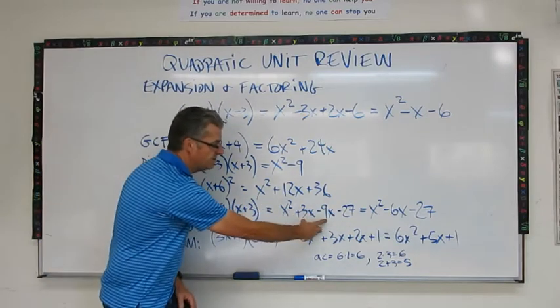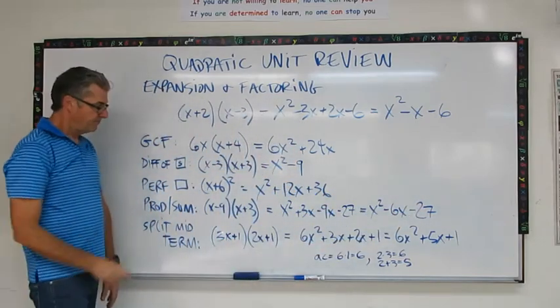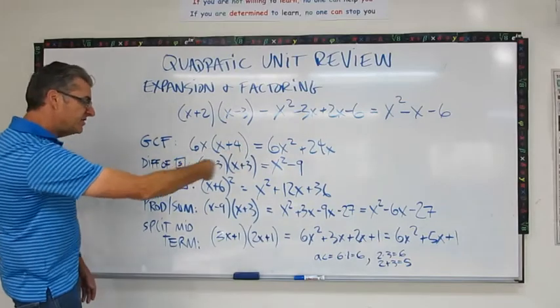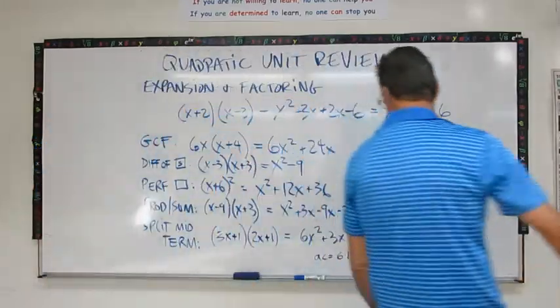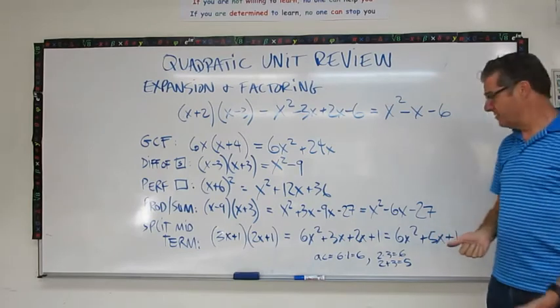We combine our middle terms. That leaves us with a minus 6x in the middle, and that's our expression. So that's expansion, went that way. Factoring comes the other way, and this is the more challenging question, but I've watched you guys do this in class, and I think you pretty much have it mastered.